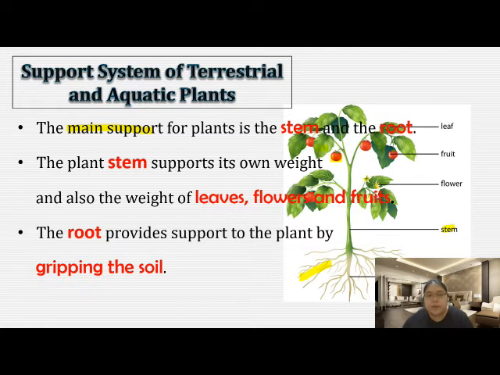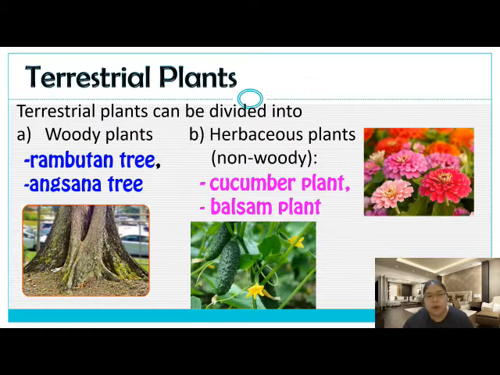Now the roots provide support to the plant by gripping the soil. The plant is below, inside the soil. So they grip the soil and become strong. After that, they can support the whole plant going upwards. So this is the main introduction to the structure of plants. Let me go to the next one.